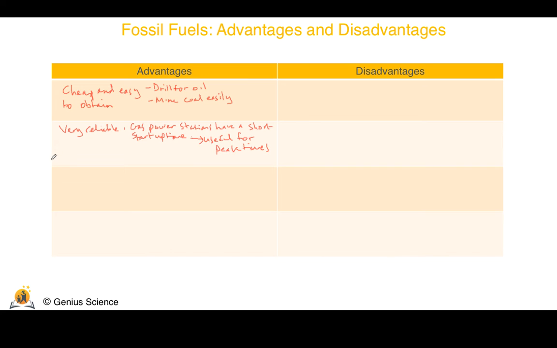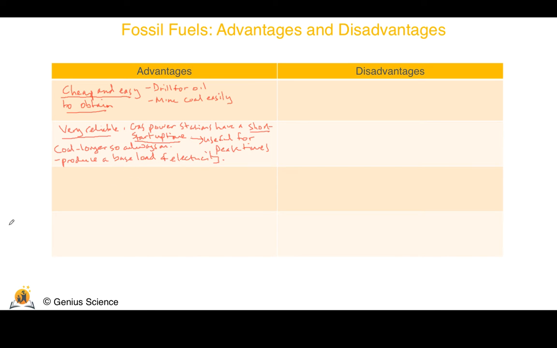Coal power stations have a longer startup time than gas power stations. For this reason, coal power stations are always on, and they produce a base load of electricity, which is essentially a constant supply.